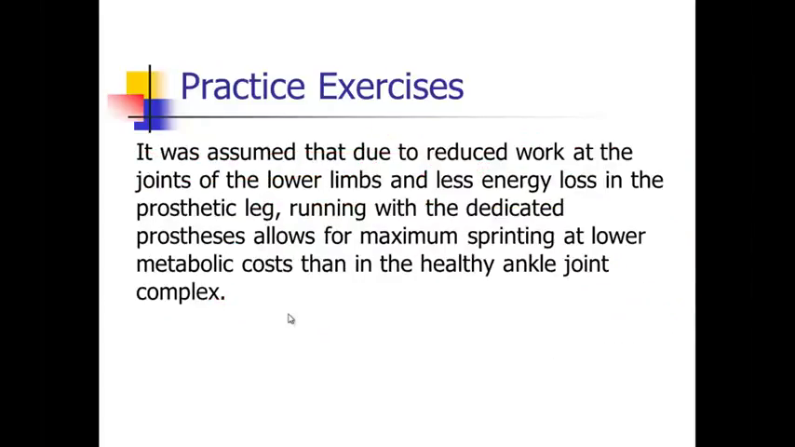All right, so one more practice example here. So again, this one I'm going to rearrange the order of this a little bit even. So not just editing word by word, but also thinking about the order and rearranging the order a little bit to make it even better. So this one says, it was assumed that due to reduced work at the joints of the lower limbs and less energy loss in the prosthetic leg, running with the dedicated prostheses allows for maximum sprinting at lower metabolic costs than in the healthy ankle joint complex.